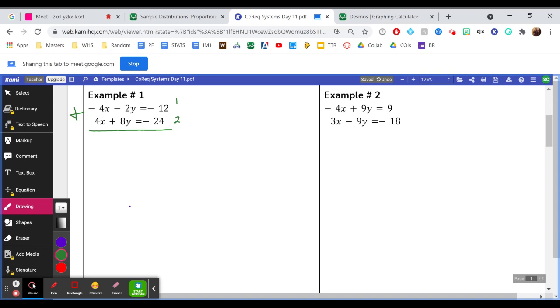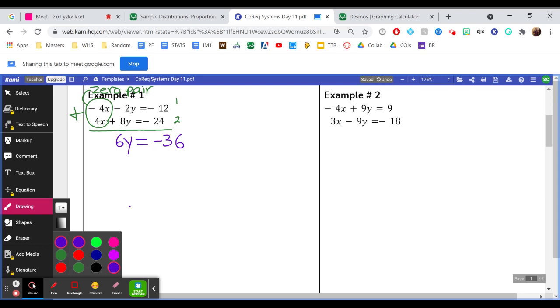Okay, so here I'm looking at the x's and the y's, and I can see that the x's, negative 4x and 4x, are going to make my zero pair. Okay, that means that they're gone. I don't need to worry about those anymore. So when I combine negative 2y plus 8y, I get 6y is equal to negative 12 plus negative 24. I get negative 36.